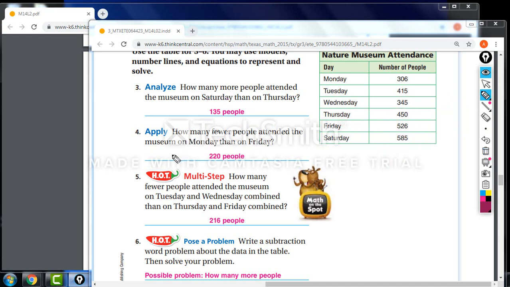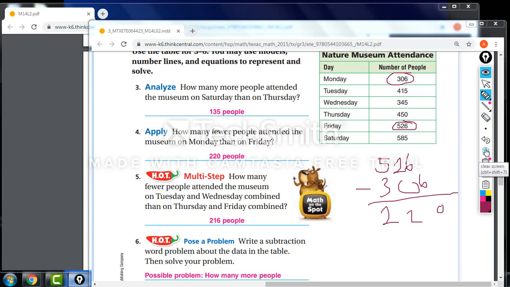How many fewer people attended the museum on Monday than Friday? So Monday was 306. On Friday, it was 526. So how many fewer people attended the museum on Monday? We know how many were on Monday. So again, strip diagram, or number line, or your equation. So 526, that's Friday, 306, Monday. Subtract, 220. Or you could have drawn it out like we did before.